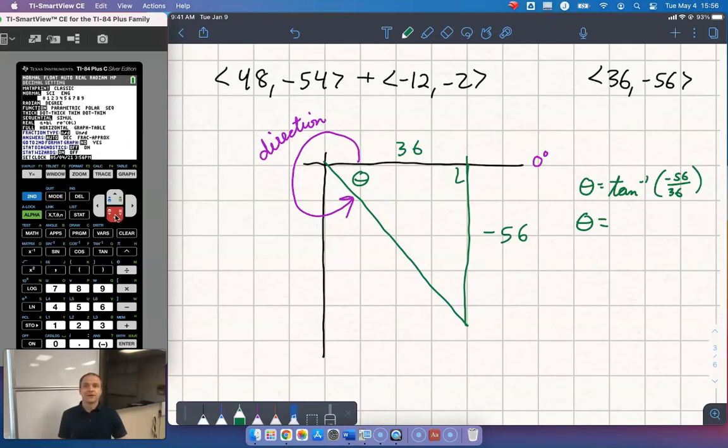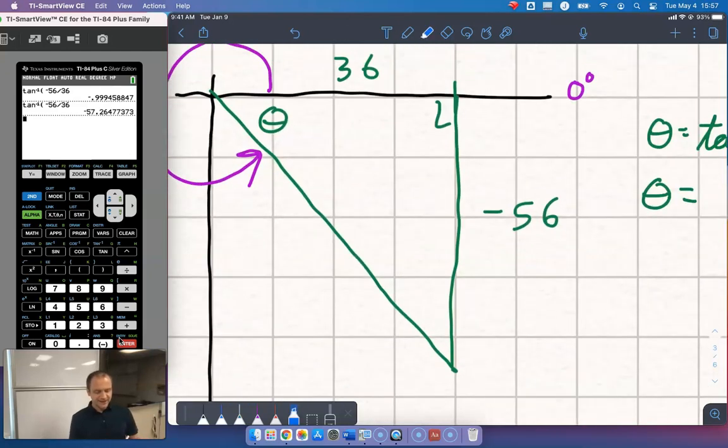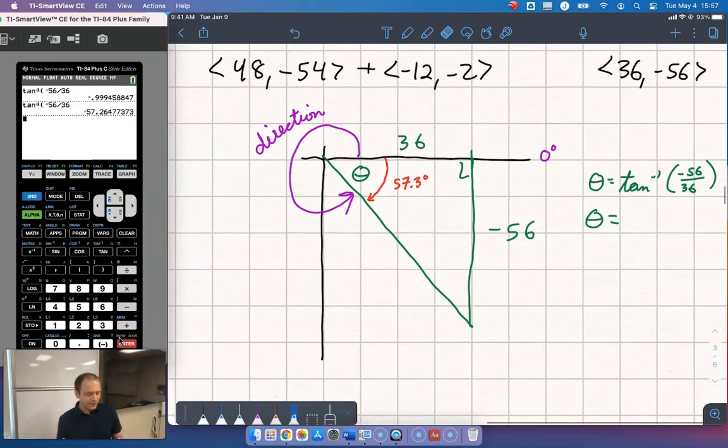So I'm going to go to mode, go down, and change this over to degrees, and hit enter. Now, if I type the same exact thing in, I get negative 57.3 degrees. The reason this one's negative is because I'm starting here and going clockwise, which is a negative angle. We really just say the triangle has a 57.3 degree angle. Then how do I find my direction? My direction starts at 360 degrees and goes clockwise. I'm subtracting 57.3 from 360, so I have 360 degrees minus 57.3 degrees.